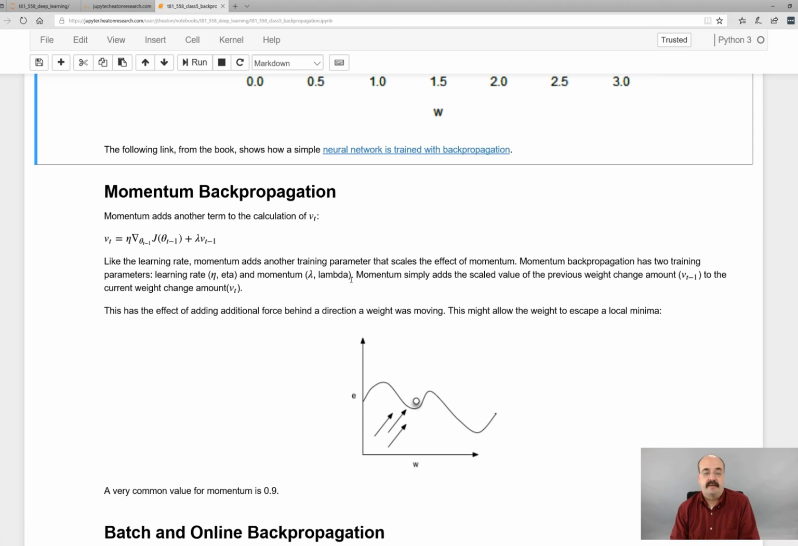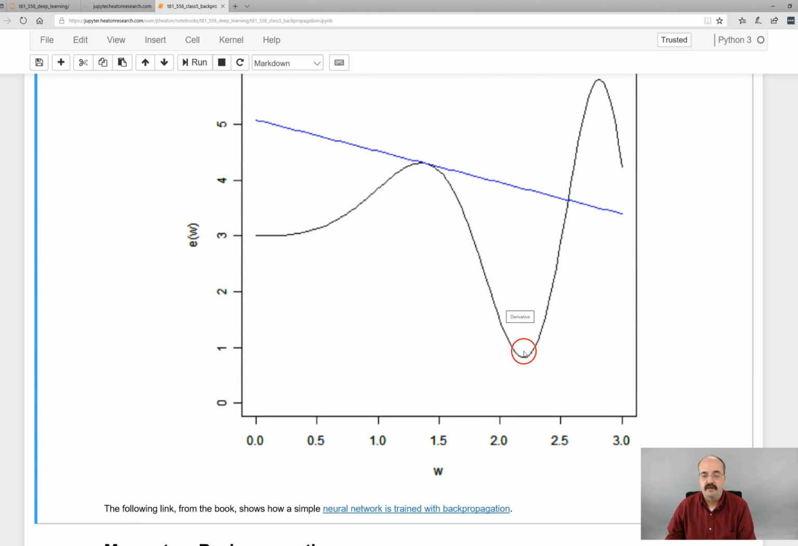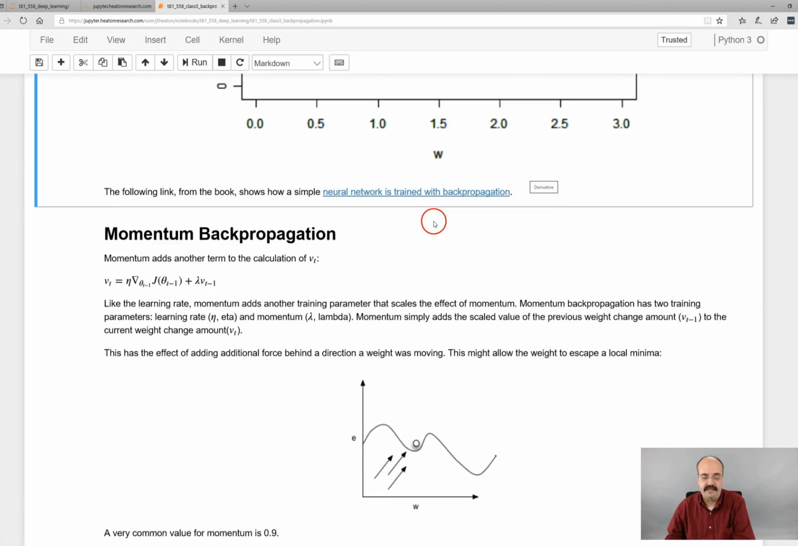Next is momentum backpropagation. So momentum is something that was added to backpropagation to prevent it from settling into a local minima. So local minima could be right here. It might be that further over here there'd be an even more optimal value, but once the weight gets settled into here, it's really hard for it to push its way completely out of that valley and continue on training.